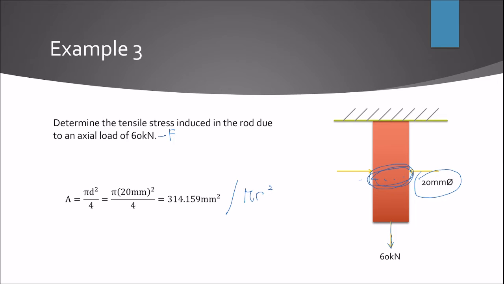Or you can use pi r square, so pi times 10 mm power of 2. Then you will get the same value, right? 10 mm radius, because 20 mm divide by 2. Then after that, we can simply calculate the stress, which is force divided by area. Masukkan the 60 kilonewton force, convert into Newton, darab 1000 and divide with the area in mm square, which is 314.159. Dan you dapatlah jawapan dia in 3 decimal places.